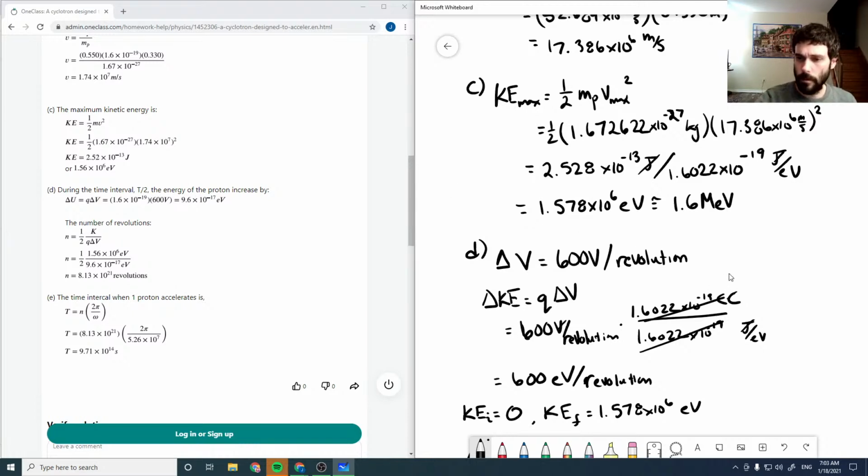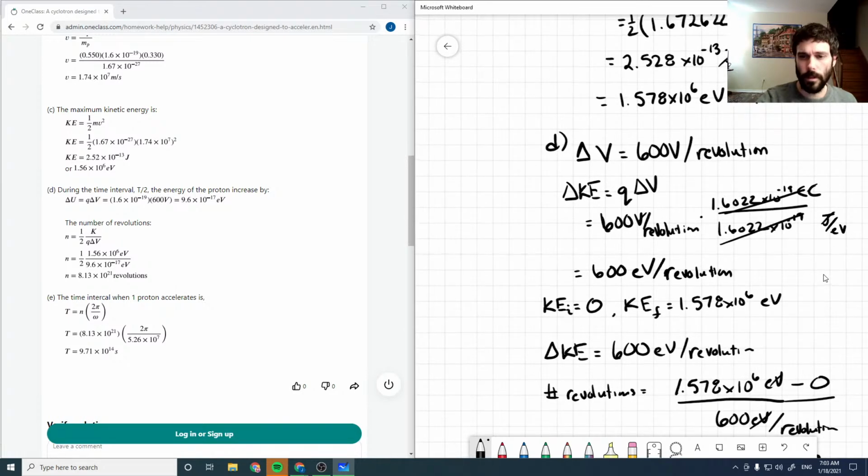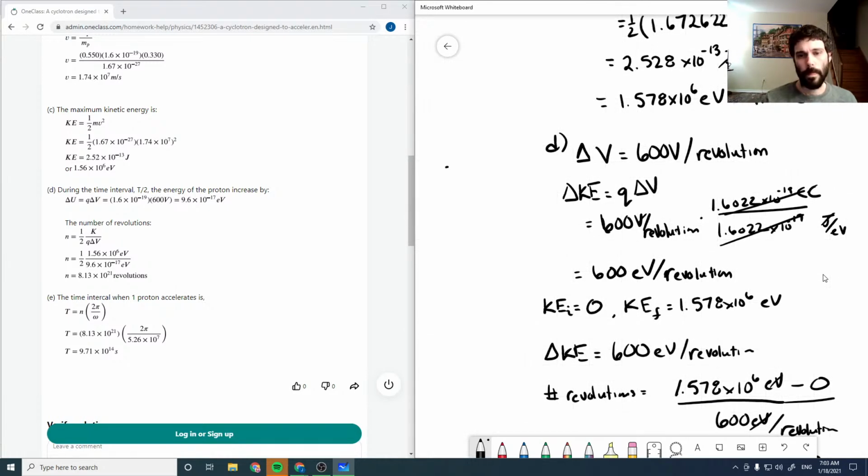So it should have been like this. I see. So then delta KE is delta V, delta V is 600 volts here, and delta V is 600 volts here. So it actually increases the kinetic energy twice in a revolution. So I'm doing it for once per revolution.